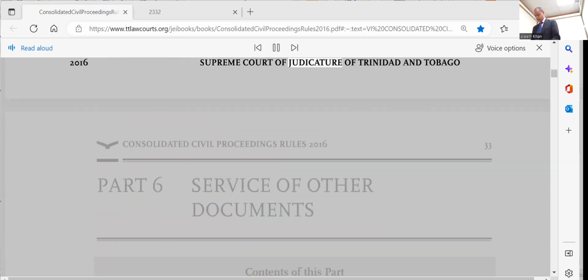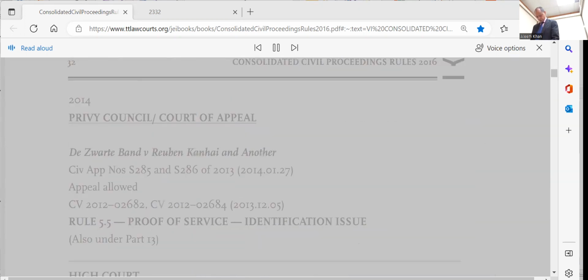2016 Supreme Court of Judicature of Trinidad and Tobago. 32 Consolidated Civil Proceedings Rules 2016. 2014 Privy Council/Court of Appeal.